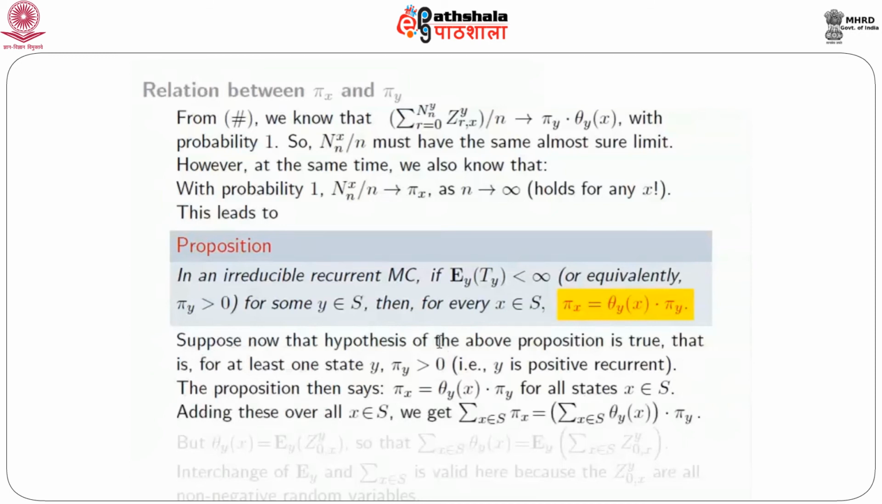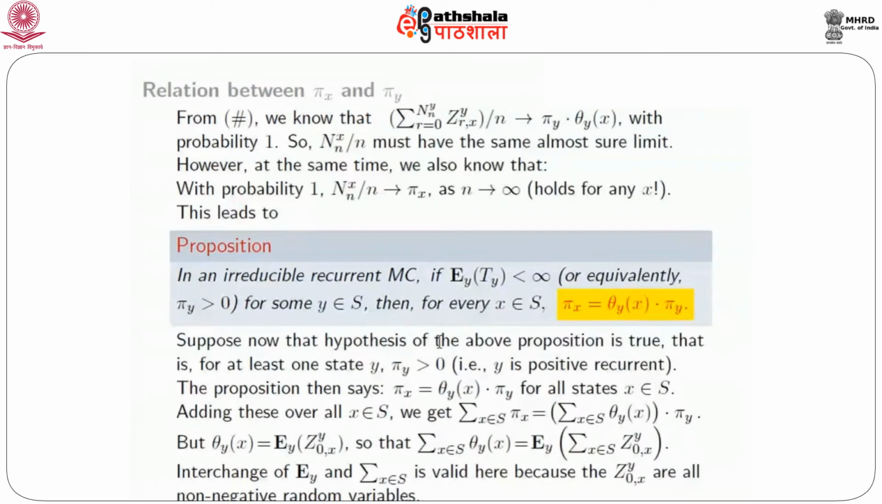Now, suppose we add it over all x's, add both sides over all x's. Well, what do we get? On the left hand side, we get the sum of pi x over x in S. On the right hand side, pi y is free of x and we are adding over x. So, we get pi y and then in front of that, the sum of theta_y(x) over all x in S. But theta_y(x) by definition is the expectation of Z_0(x)(y). So, if I add theta_y(x)'s over all x's, then it becomes the expectation of the sum of the Z_0(x)(y)'s, summed over all x's. Here, just notice that interchange of expectation and sum, this sum could be infinite because S is not assumed to be finite. So, exchange of this expectation and possibly infinite sum is valid because all the terms are non-negative. The Z_0(x)'s are all non-negative random variables for various x's. So, therefore, we can interchange, and this is what we get for the summation of theta_y(x) over all x in S.